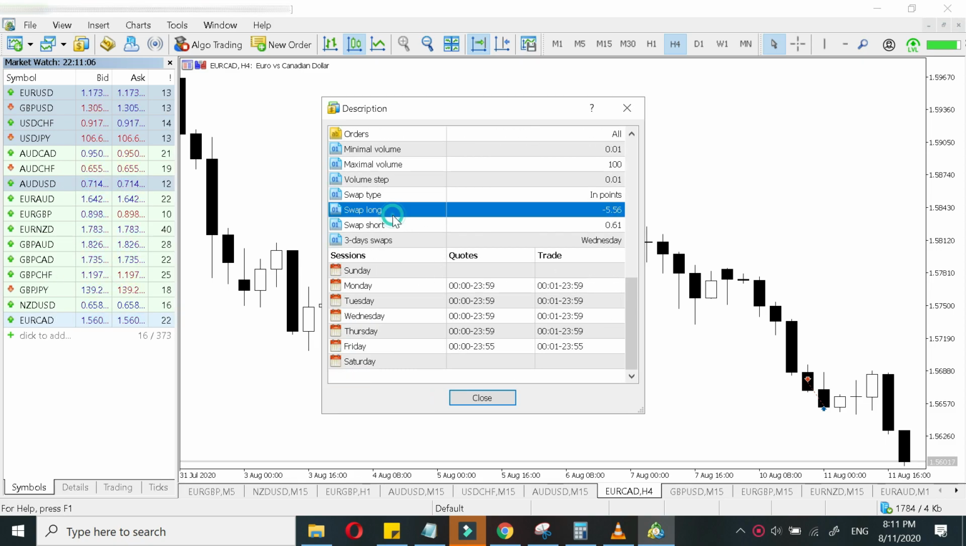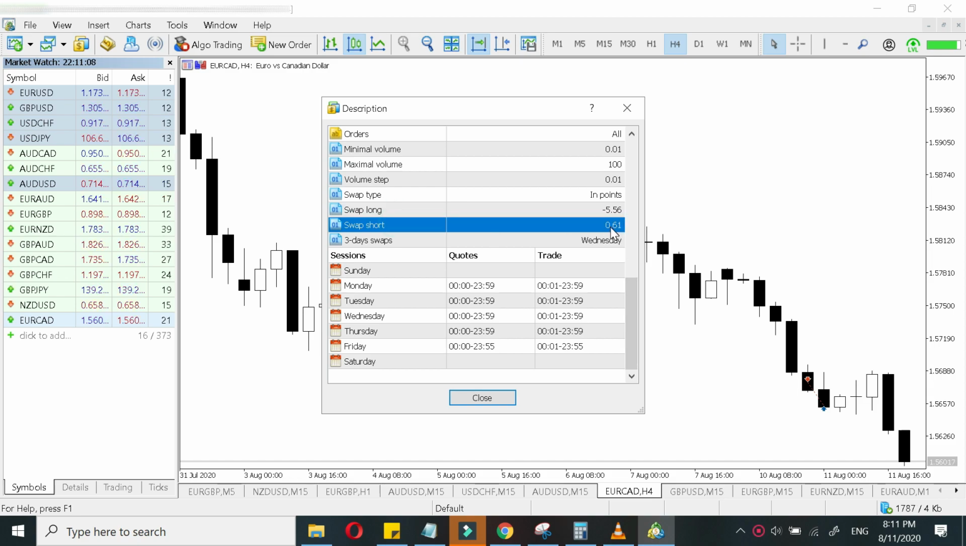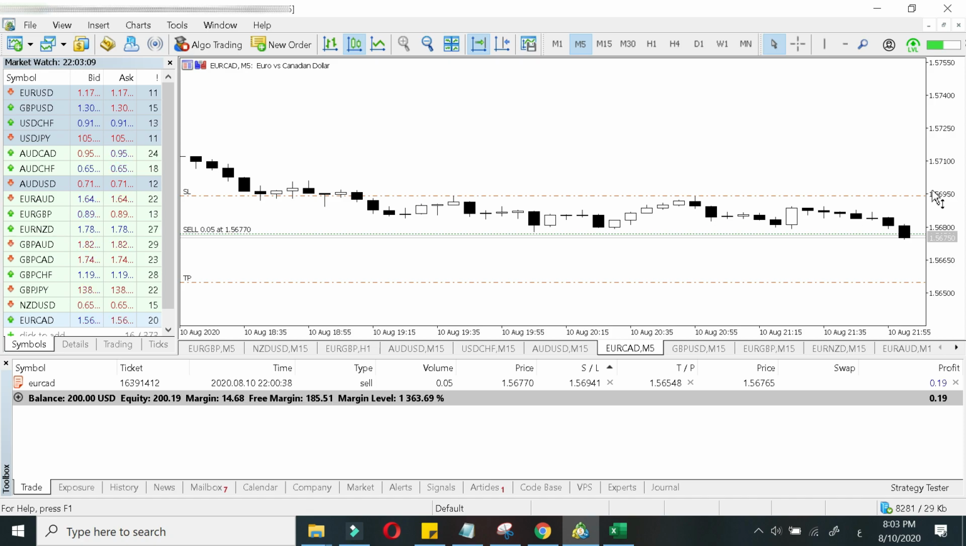The short swap value is positive, which means that if we carry over the trade to the next day we will make profit. Going long on this pair will get us some losses if we don't close the trade before the end of the day.